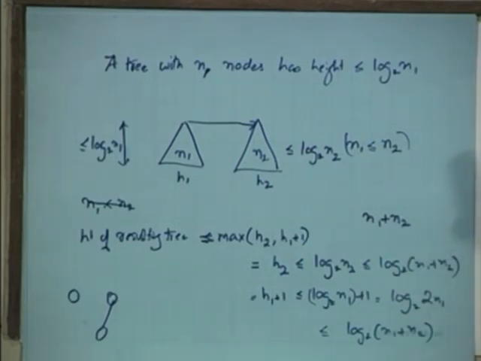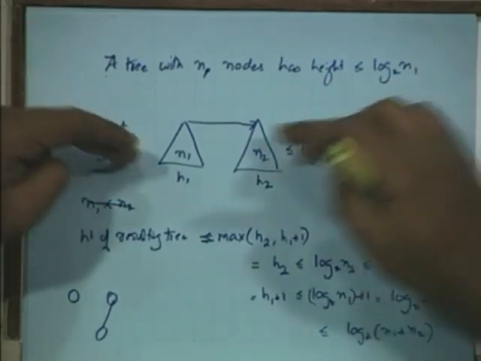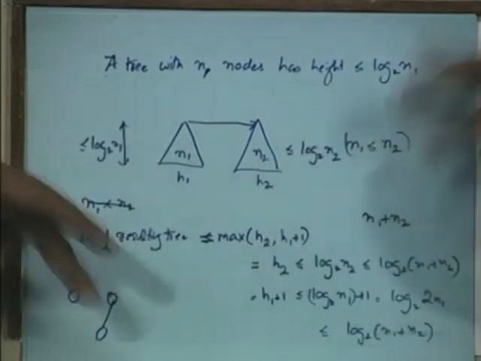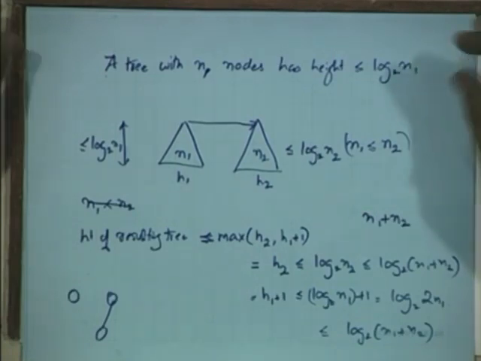Everyone with me? So, what does this show? So, is this a complete proof? What am I doing an induction on? Number of nodes in the tree, right? So, assuming that the statement is true for all trees with fewer than a certain number of nodes, I can say okay, it is true for this. When I link this and I get a tree with a larger number of nodes, it will continue to be true. Okay, great.